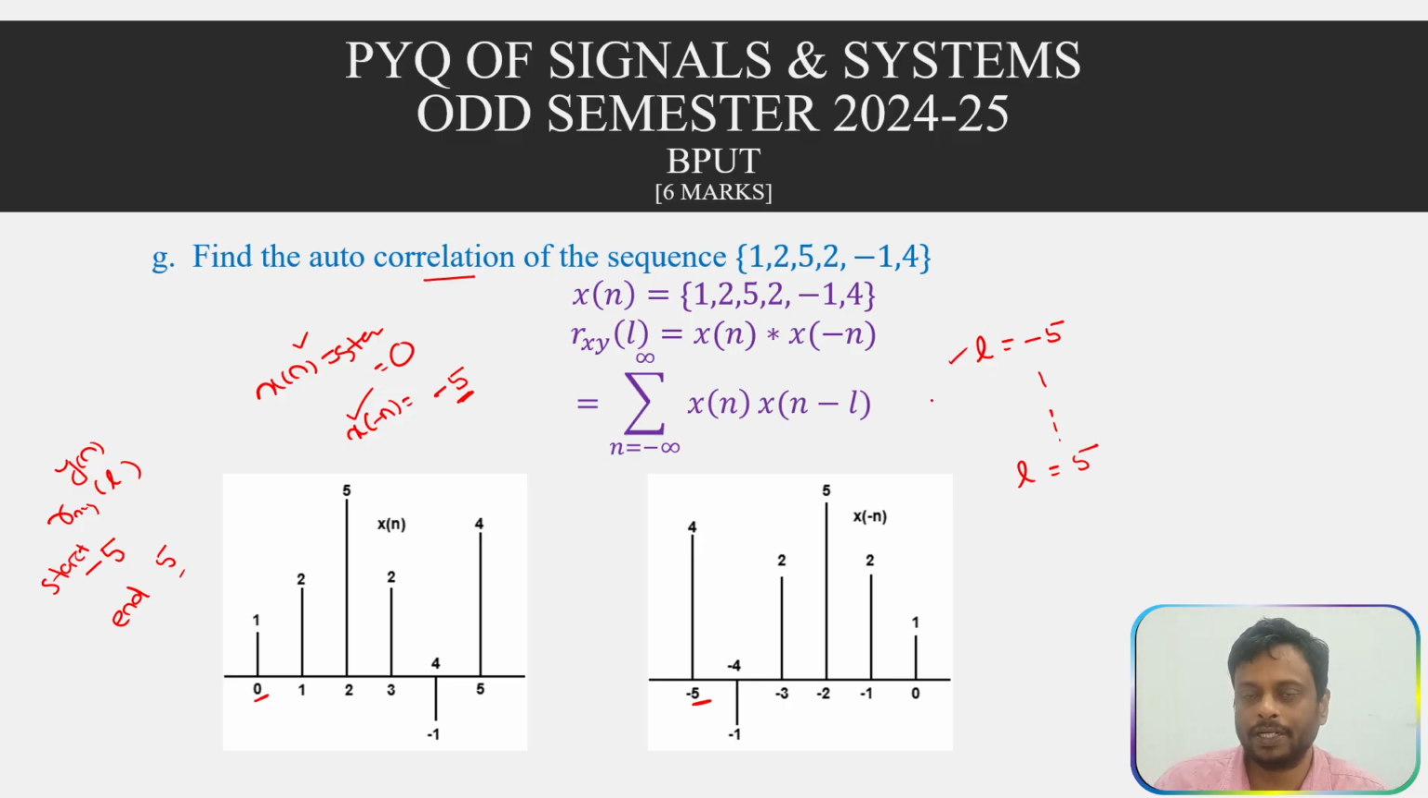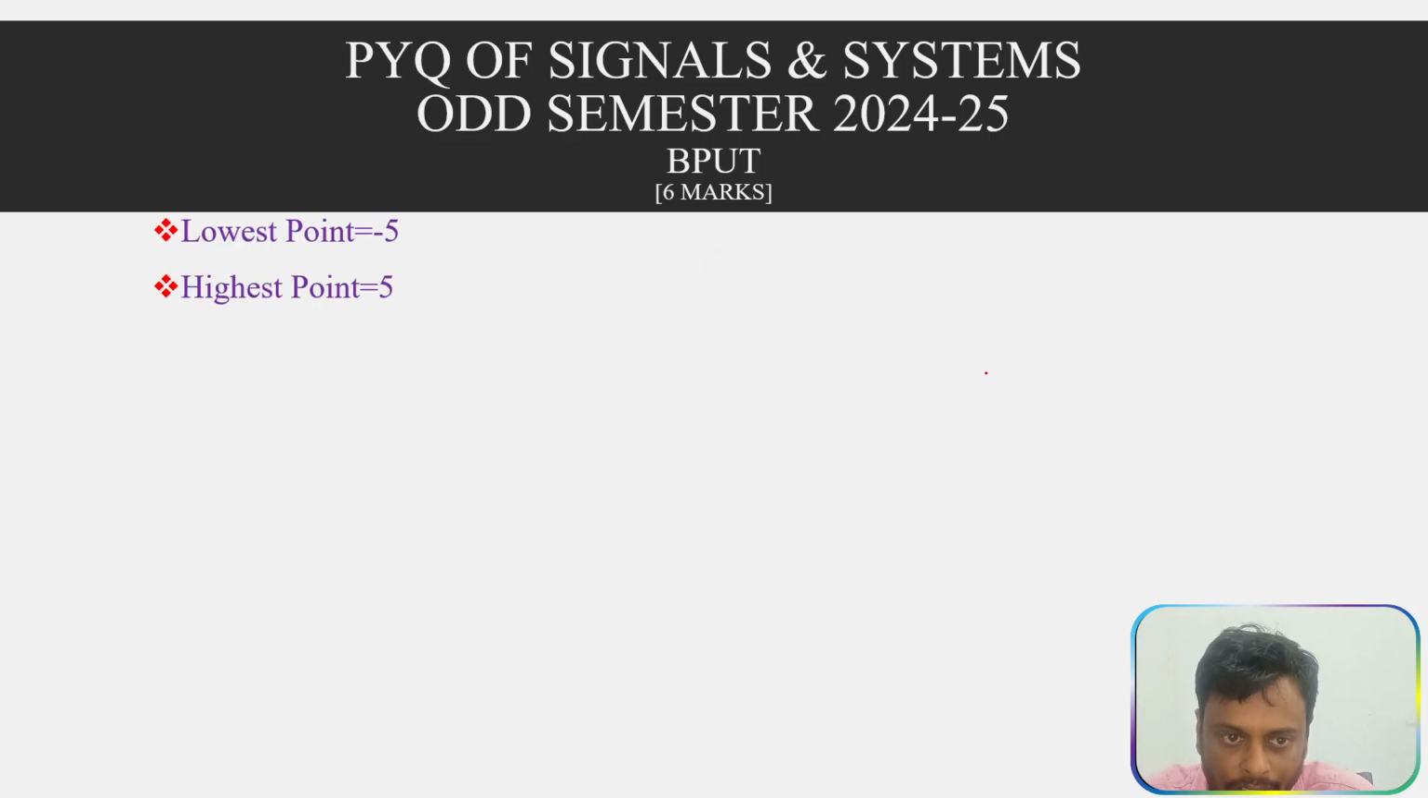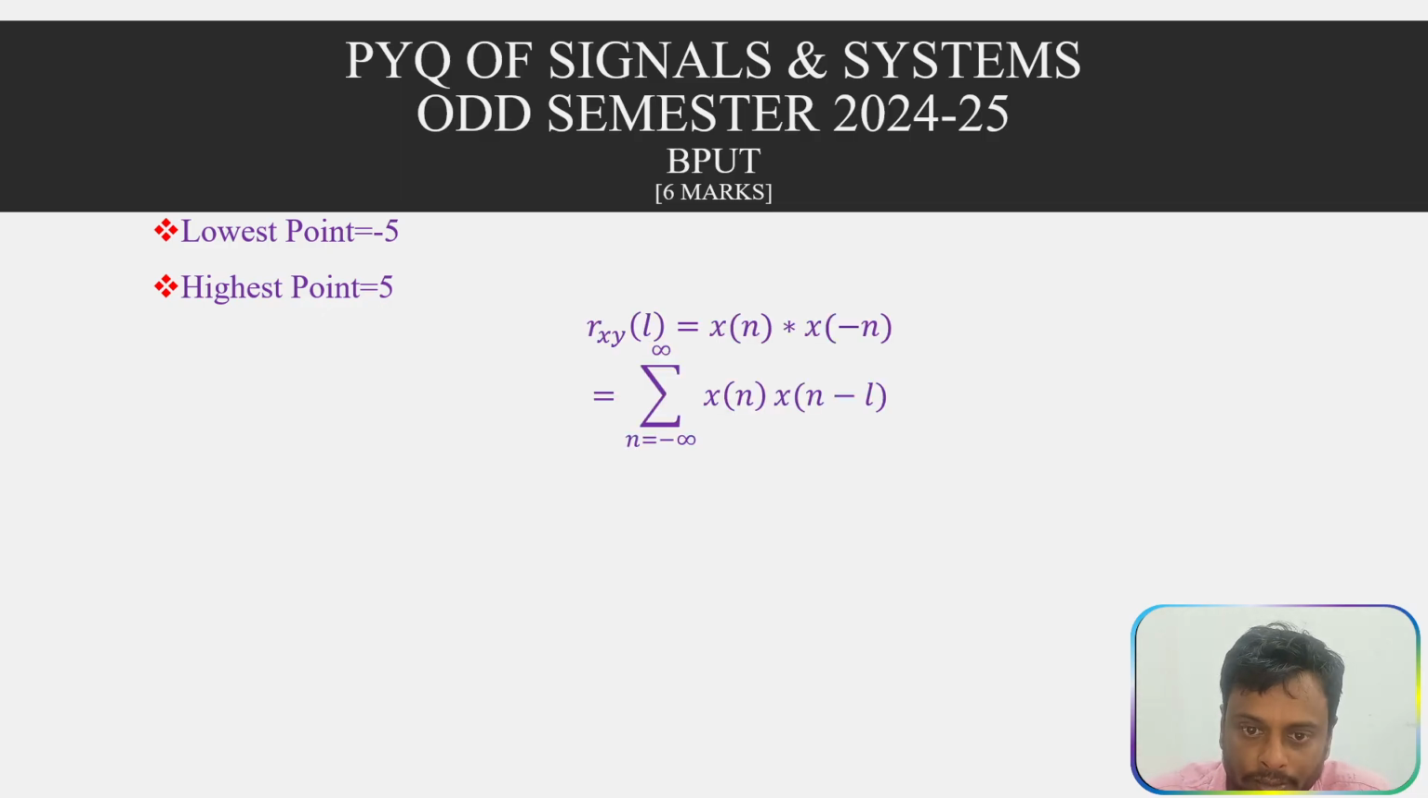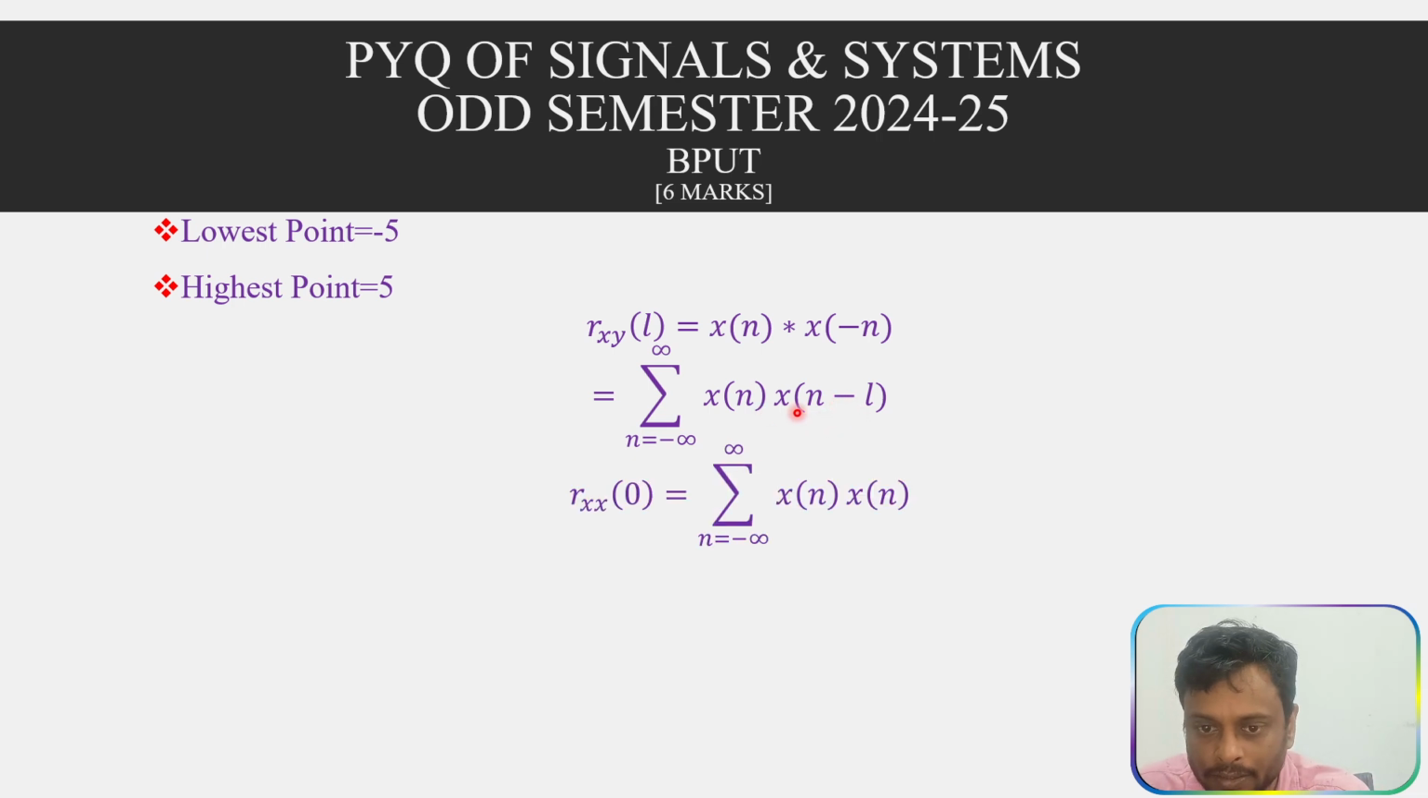So how to find out the starting point and ending point of this sequence. Okay. So next one, I have told you, the lowest point is at minus 5 and the highest point is at 5 in the output sequence. Okay. So this is the formula for the autocorrelation. Autocorrelation means the same sequence. Okay. So x of n into x of n minus l. So that is r of x 0. It will be sum from minus infinity to plus infinity x of n. The same sequence will be multiplied because this is 0. You can put L equal to 0. That will be x of n into x of n.